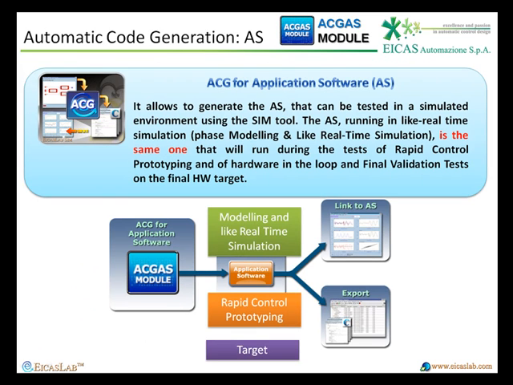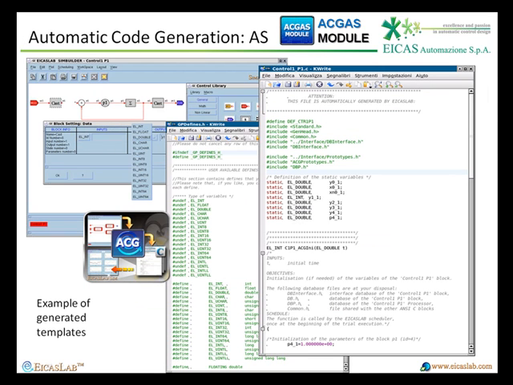Let's now focus on the variety of automatic code generation available in EICASLab. The EICASLab HGAS module provides the automatic code generation for application software, that is a software that implements your algorithm, which is target independent, typically related to the control area, and that is shared between the modeling and lite real-time simulation, the rapid control prototyping, and the target phase. The output of the automatic code generation of the application software is a professional, well-readable and clean software code in ANSI C language. You can see here an example of the generated templates.